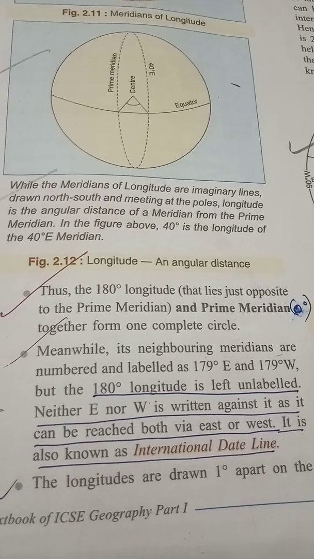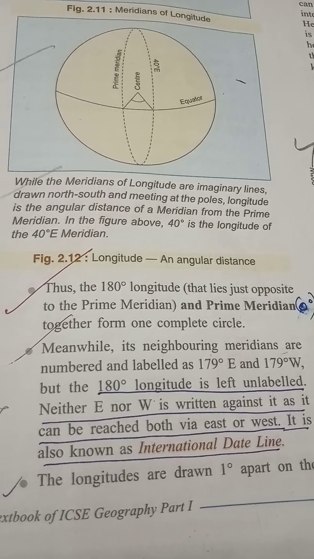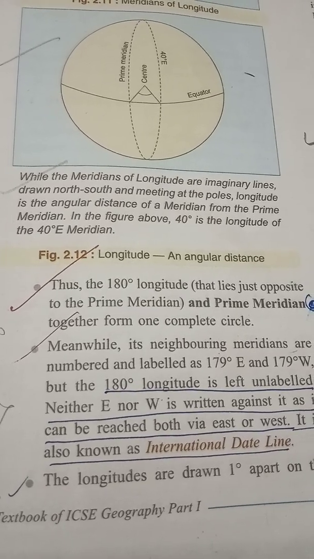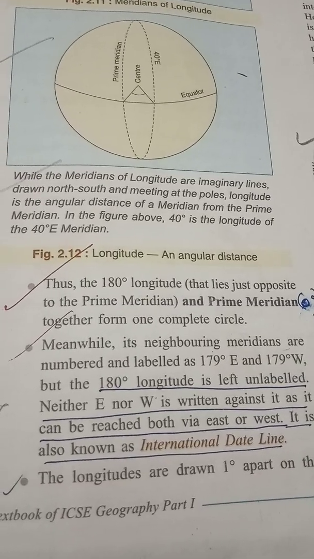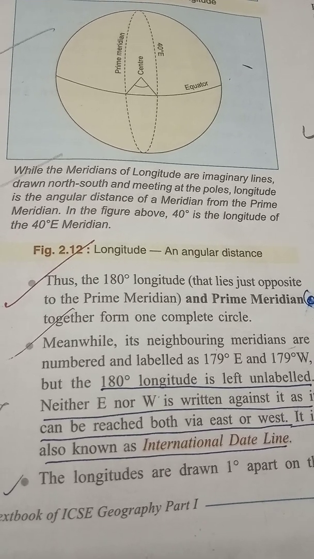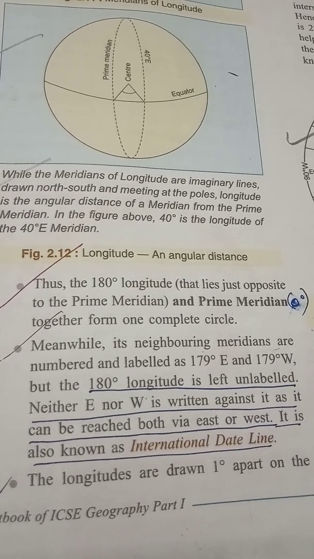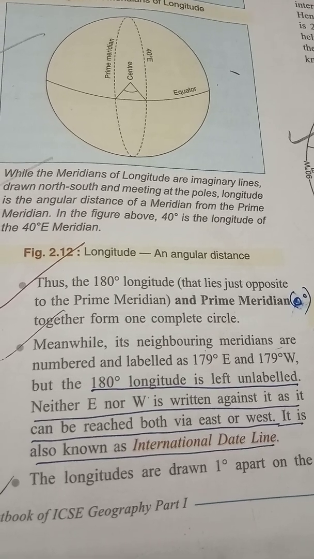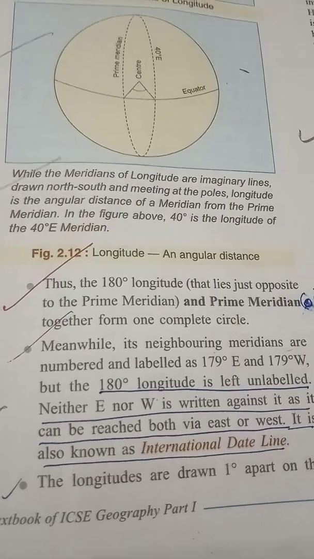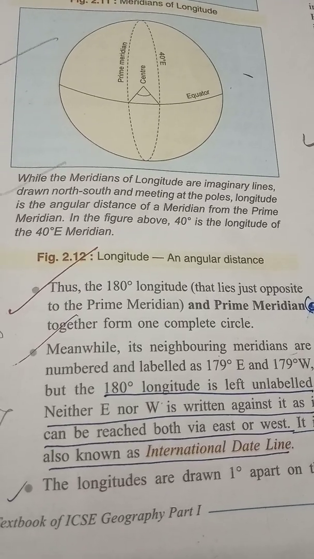Meanwhile the neighboring meridians are numbered and labeled as 179 degree east and 179 degree west, but 180-degree longitude is left unlabeled, neither east nor west, because it can be reached via both east or west. It is only one. It is also known as the international date line.